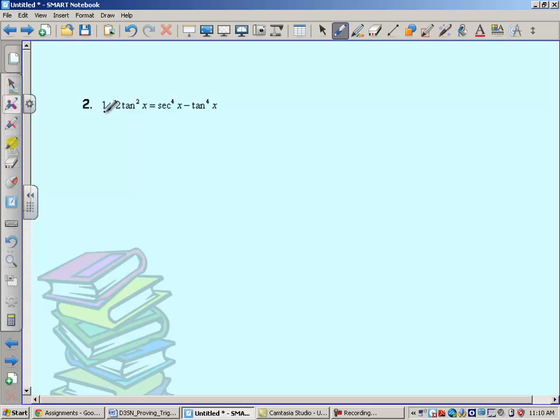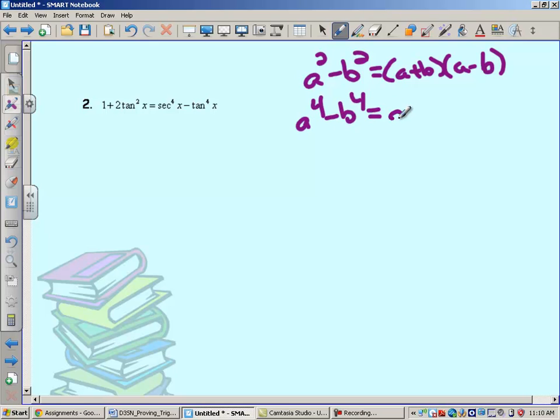Now here I've got 2 sides, both seem complicated, and there's not always one correct way to start this, but I'm going to start with the right hand side because there's bigger powers there. And I want you to remember some difference of squares things from Algebra 2, and that is that a squared minus b squared factors into a plus b times a minus b. And also a to the 4th minus b to the 4th would factor into a squared plus b squared times a squared minus b squared. So remember your difference of squares, please. I'm going to use that here.